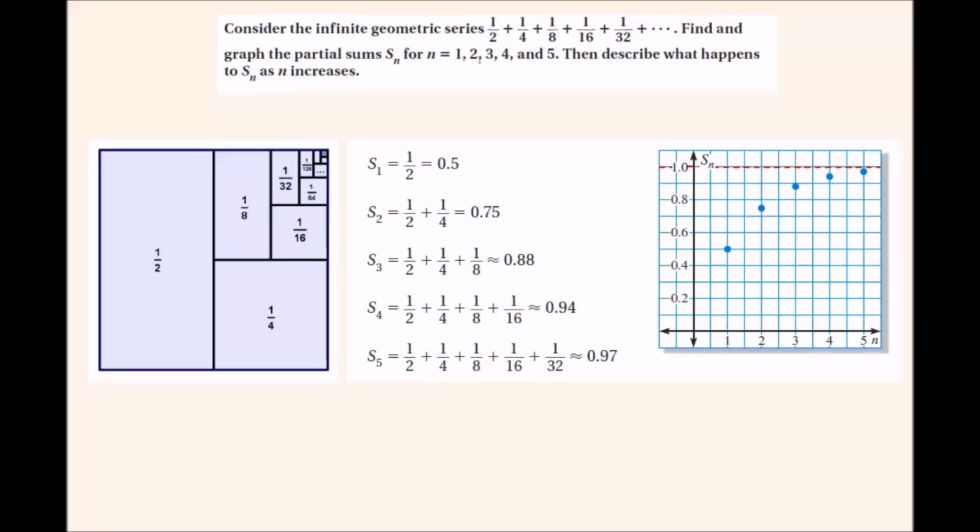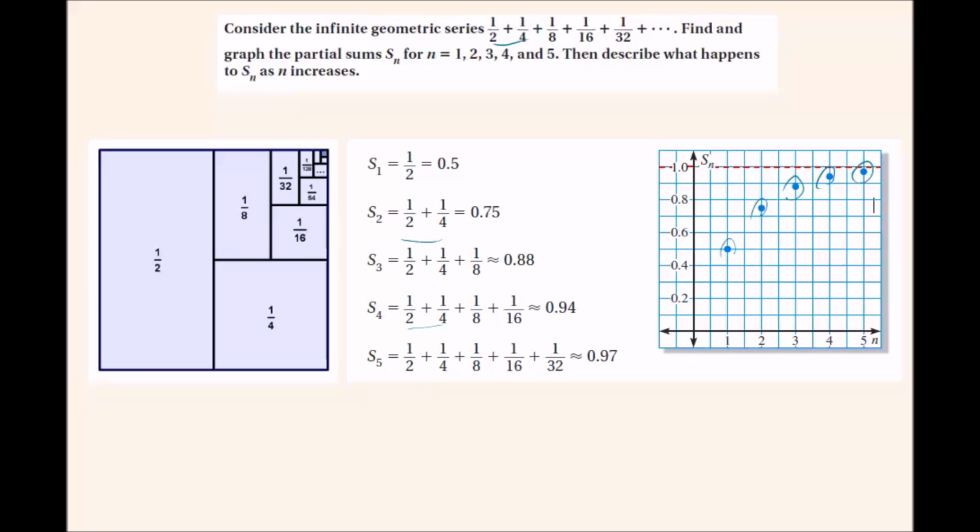So when you plug in the first term, you get 1/2. So we go over to 1, we put a dot at 1/2. Plug in the second term, it's really 1/2 plus 1/4 because those are the first two terms. So we put a dot here. The third term is 1/2 plus 1/4 plus 1/8, which is about 0.88. Let's put a dot there. Add up the first four terms, we get 0.94. Add up the first 5 terms, we get 0.97.